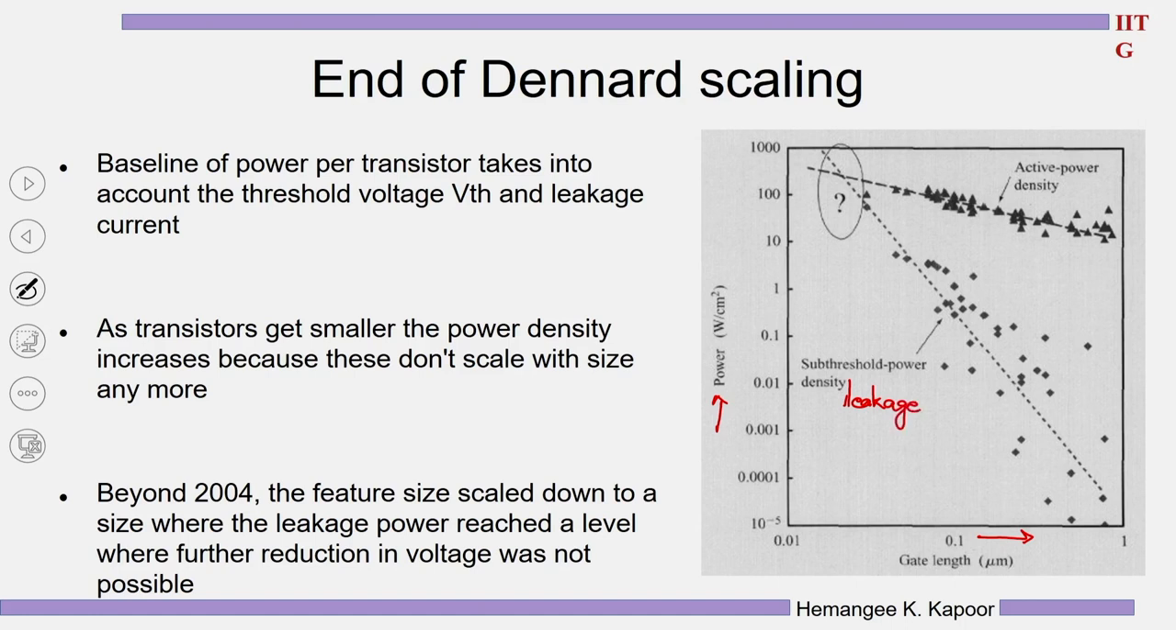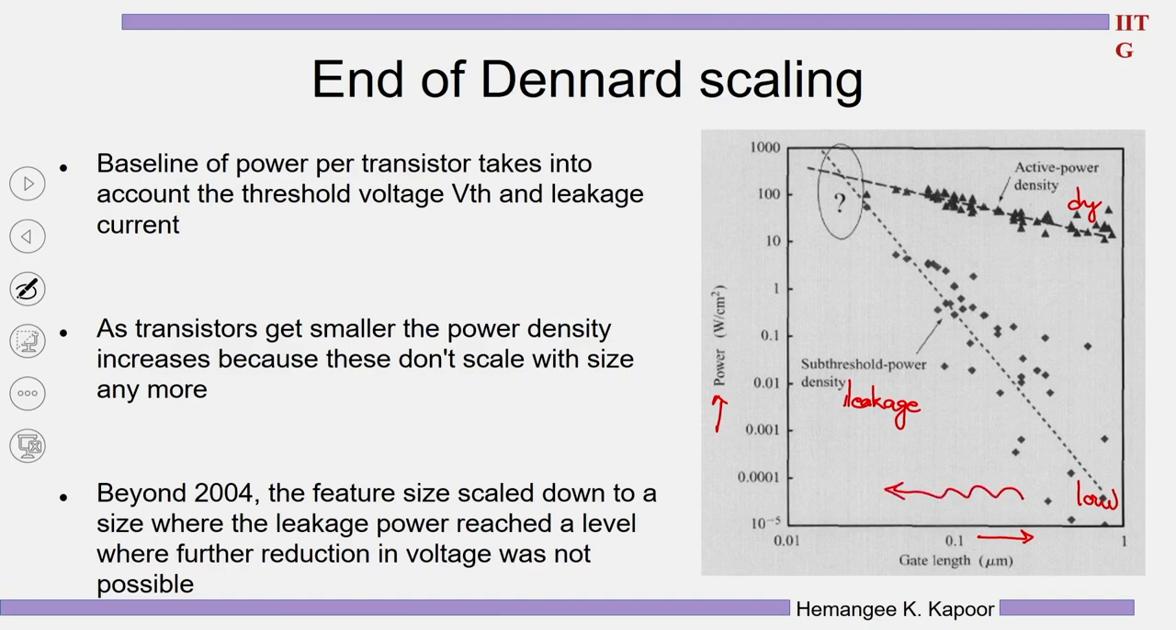And that's the dynamic power, or the active power. For bigger devices, we had higher active power, but the leakage power was very low. So we had a low leakage power and a high dynamic power. As we reduced the gate length, as the technology shrank, we kept on moving here.